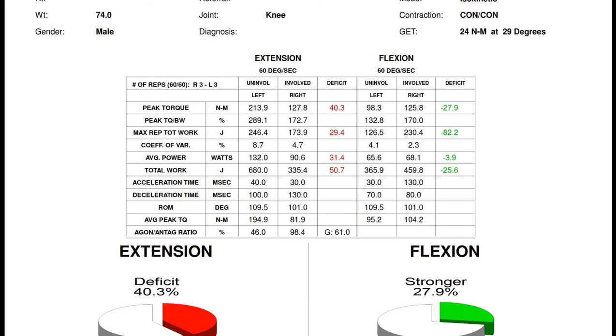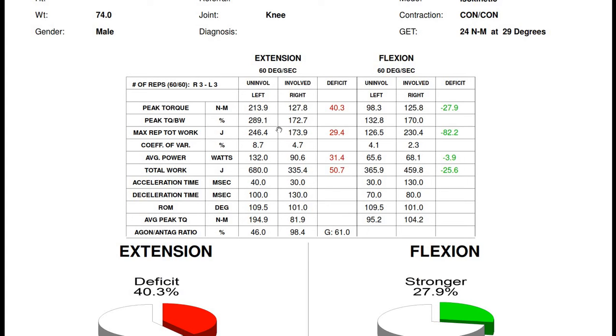Now, as you can see, quite the deficit here between the left and right. Does this hold true when we look at the average peak torque? Well, yes it does, and then some. The average peak torque deficit during extension came out at more or less, if you round up, 58%. So there is a significant deficit here. So we're starting to see a bit of a pattern.